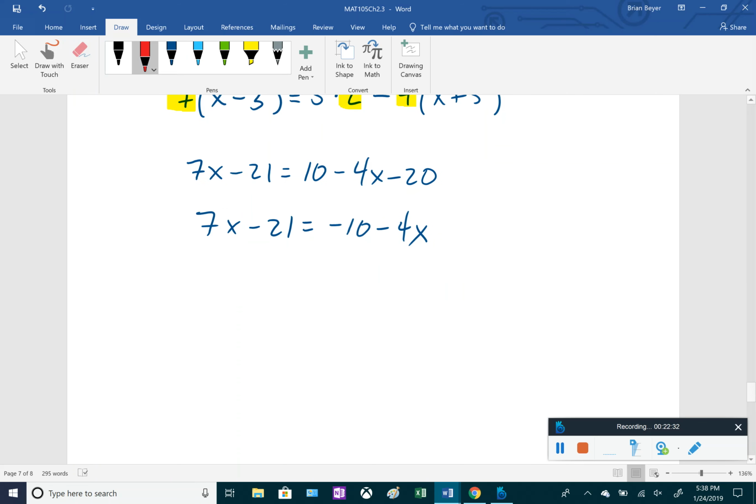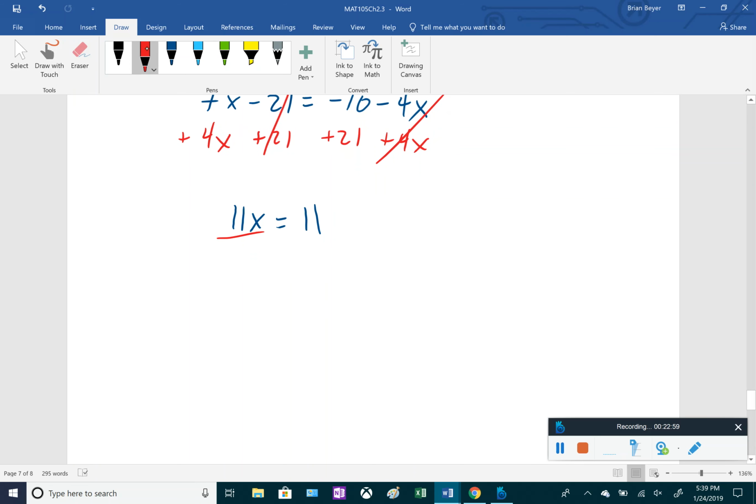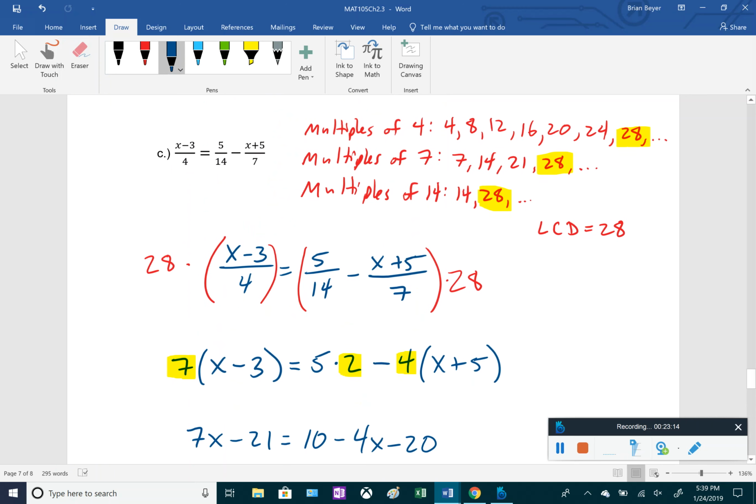And let's get all the variables on the left. So I'm going to add 4x. And in one step here, let's just add this 21 to get the constants on the right-hand side. So 4 plus 7 is going to give us an 11. And then negative 10 plus 21 gives us 11 also. So 11x equals 11. 11 times what equals 11? Divide both sides by 11. We get x equals 11 over 11, which is 1. Okay, so you can go back up, plug that in, and that would work.